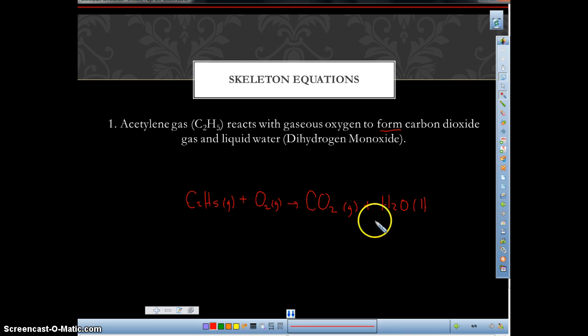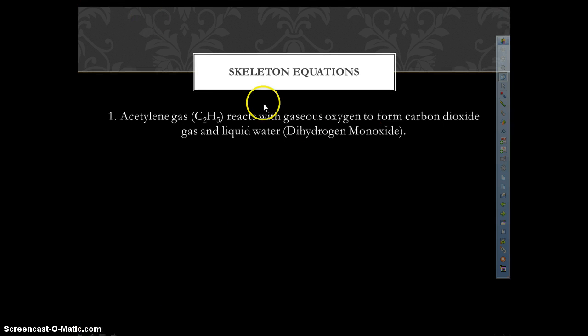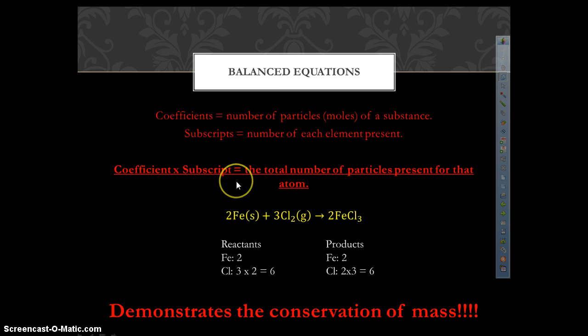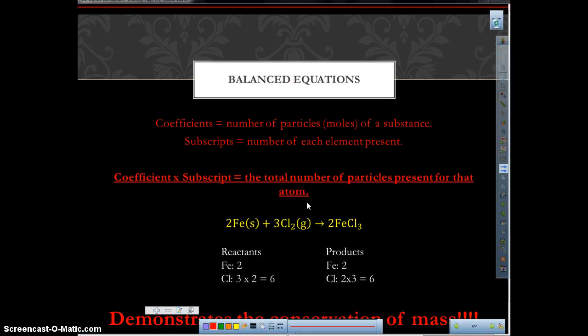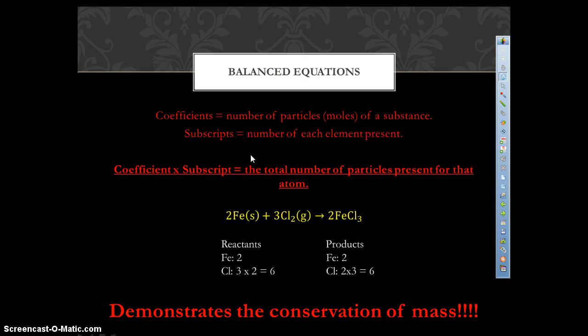Now this isn't balanced yet. If I want to balance an equation, I want to make sure I have equal things on both sides, so an equal number of reactants and an equal number of products. Let's take a look at how we do that. I have a list of steps written on your notes, and I'm going to just talk through those. Those are there for you for later, to look at when you're doing your homework to make sure you're in a good place. So let's take a look.